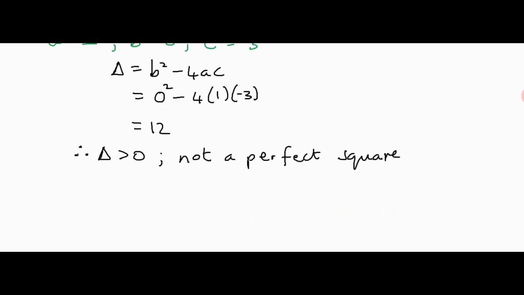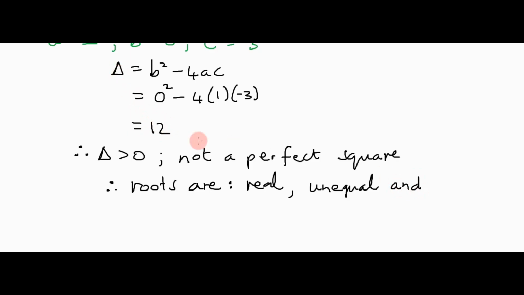And now we can write down the nature of the roots. So the roots are, firstly, real, since delta isn't less than 0 or negative. They are also unequal, since delta isn't equal to 0. And the roots are also irrational, since delta isn't a perfect square. So irrational.